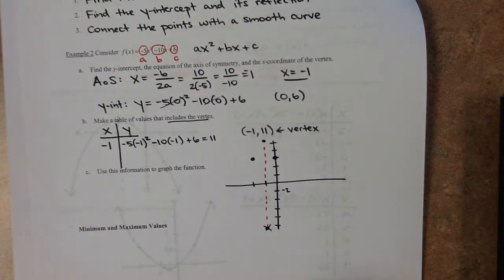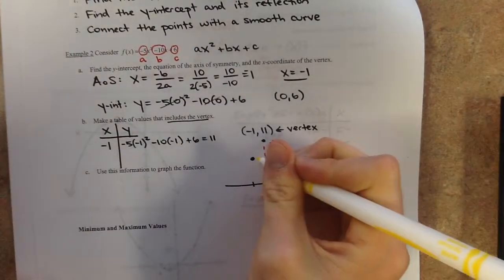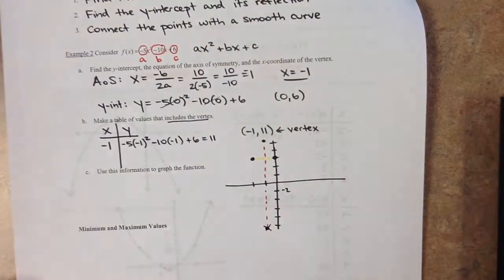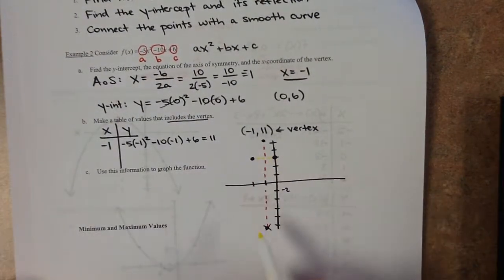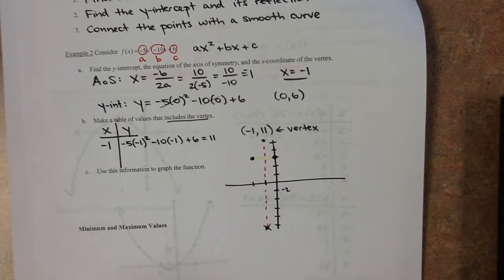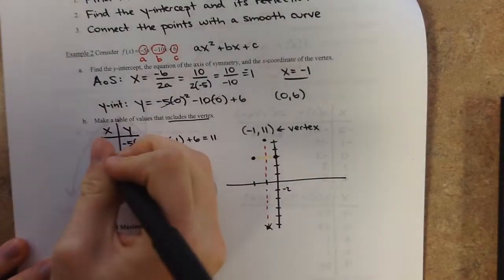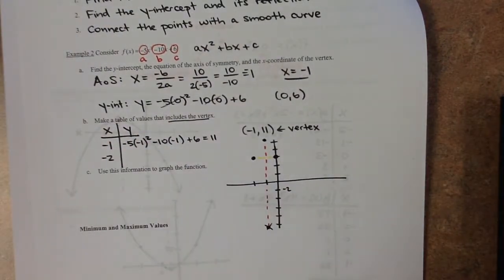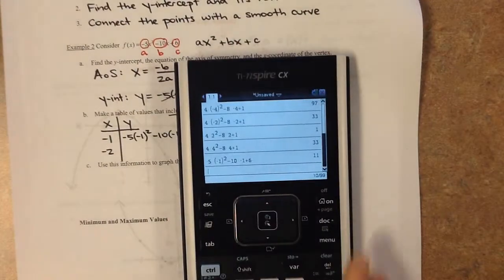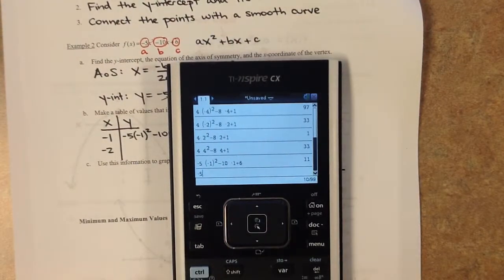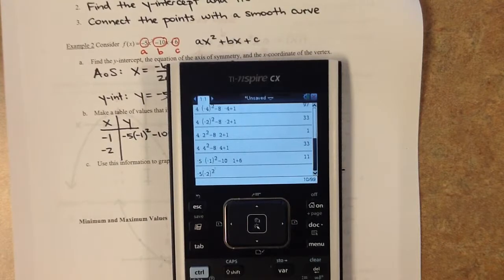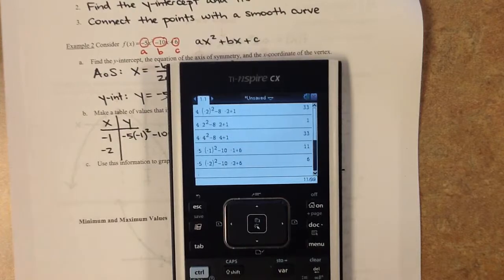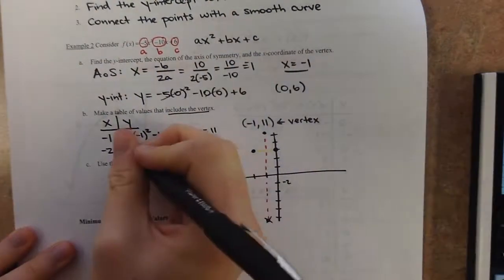So if I am looking at these 2 points, they would be mirror images of each other around that line. Okay, so they are the exact same distance from the line. They have the same y value because they're mirror images of each other. And so I know that if I plug in -2, I'm also going to get a 6. Let me just confirm that, kind of prove that this mirror image thing works. So -5 times (-2) squared, minus 10 times -2 and then plus 6, I get 6. So that is my other y value that I'm going to plot.